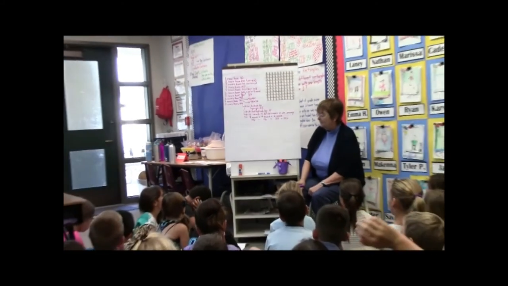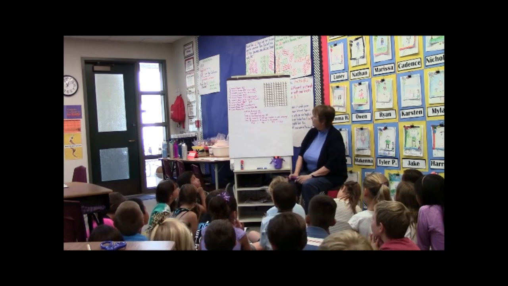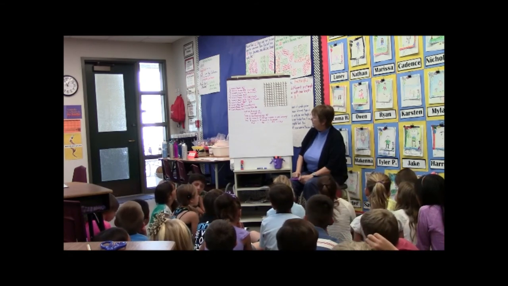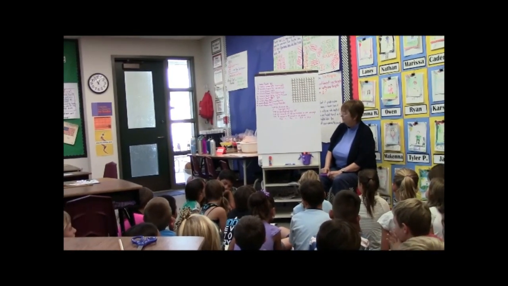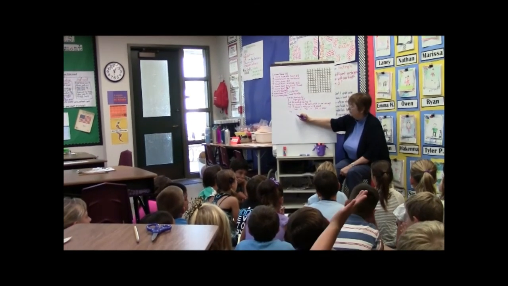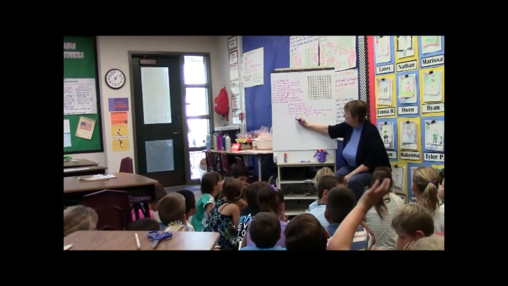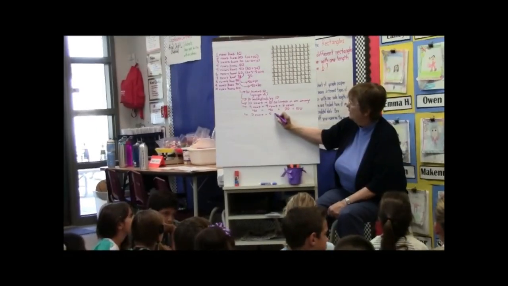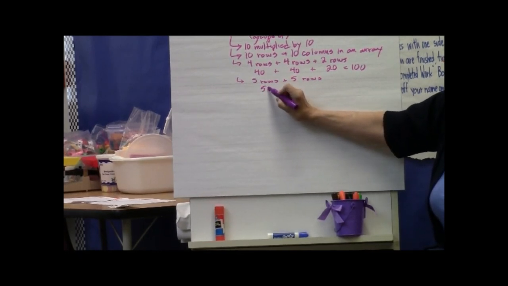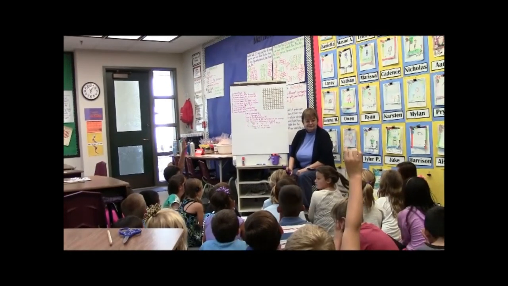Yes? I didn't do it on my paper. About 5 rows plus 5 rows made 10 rows. Mm-hmm. And how many penguins would be in 5 rows? 5 rows would be 50. Would be 50. Is 100. Really nice thinking. Wow. Third grade thinking for sure.